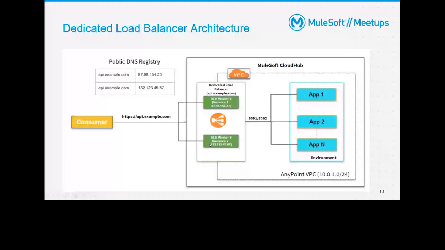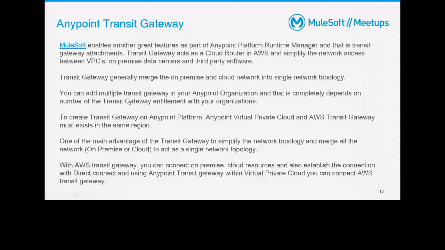If you are deploying an application on 8081 and 8082 on CloudHub, by default that application is accessible over CloudHub. To access the application from the dedicated load balancer, you have to deploy the application on port 8091 or 8092: 8091 for HTTP and 8092 for HTTPS. The same thing goes with 8081 for HTTP and 8082 for HTTPS. So that is how a dedicated load balancer works. Now MuleSoft has come up with one more new feature, a transit gateway.